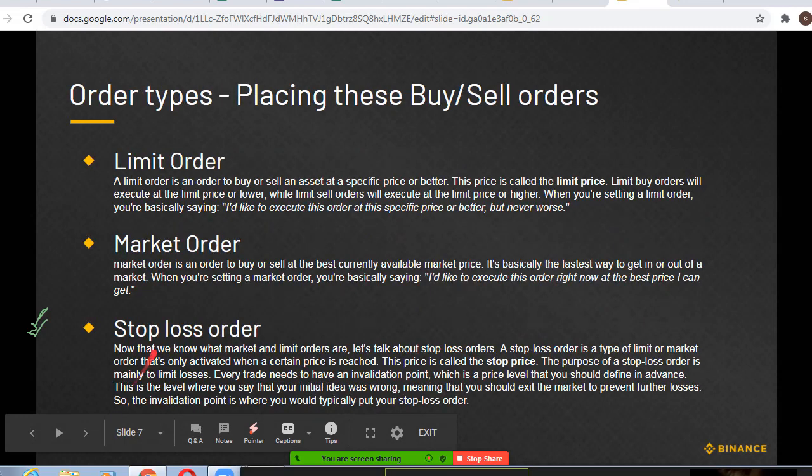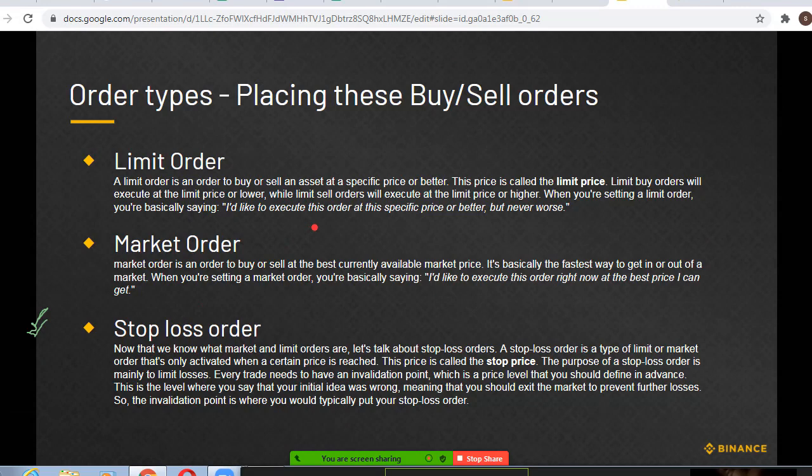I've shown you that. Now, let's go to types of orders in the cryptocurrency market. So we have three main types of orders. We have other types of orders, but these three main types are very important. Number one, the limit order. We have the market order, and we have the stop loss order. Now, I want to explain each of these orders step by step so that you understand.